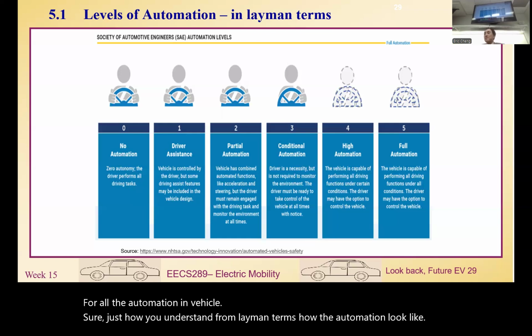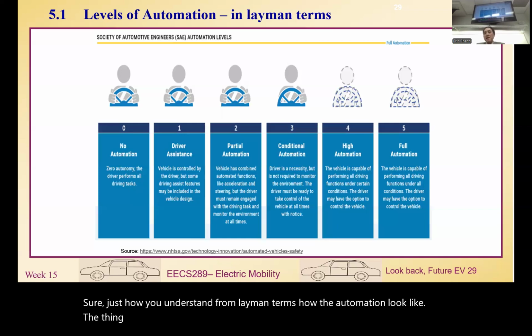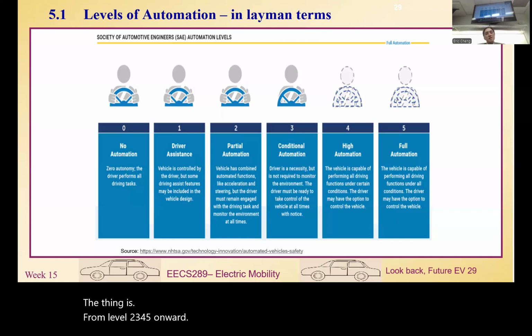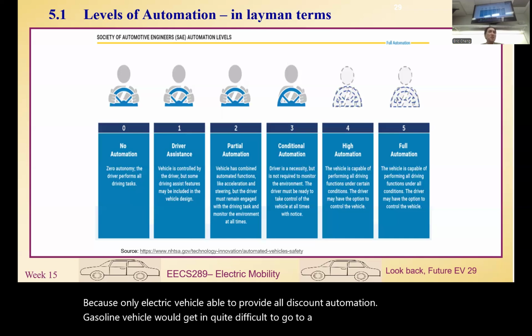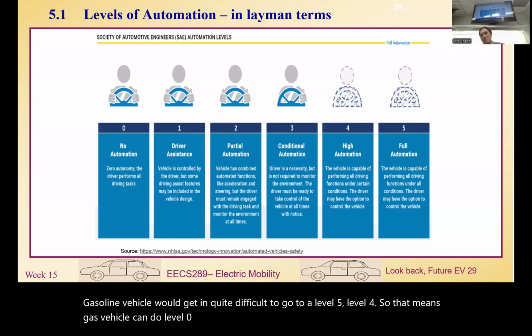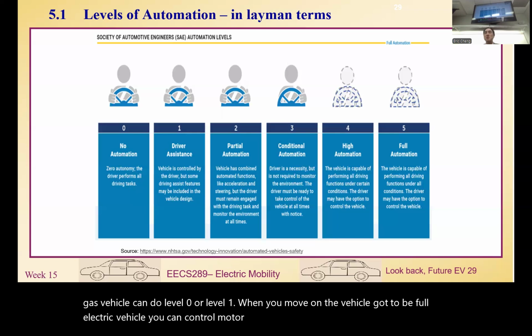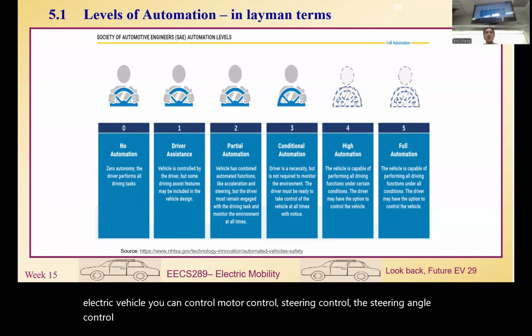The thing is, from level 2, 3, 4, 5 onward, it must be an electric vehicle, because only an electric vehicle is able to provide all this kind of automation. A gasoline vehicle will find it quite difficult to go to level 5 or level 4. So that means a gasoline vehicle can do level 0 or level 1. When you move on, the vehicle has to be fully electric, because you have to control the motor, control the steering, control the steering angle, control the differential speed, braking, everything.